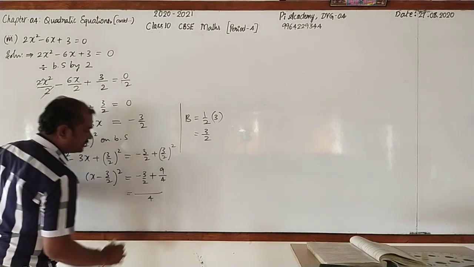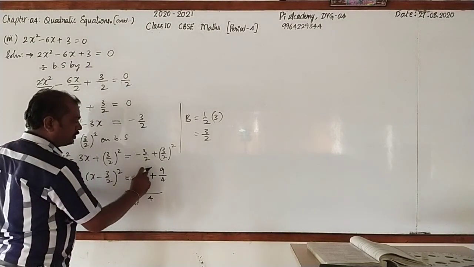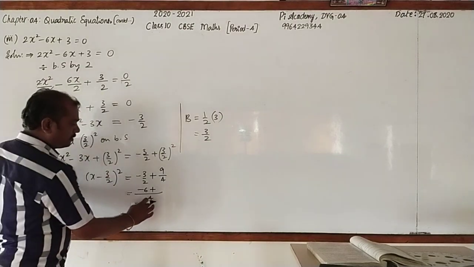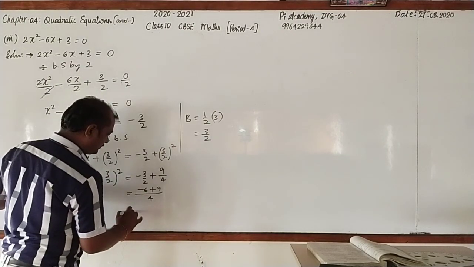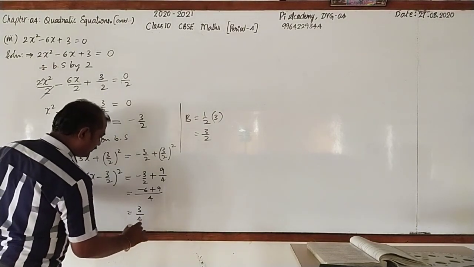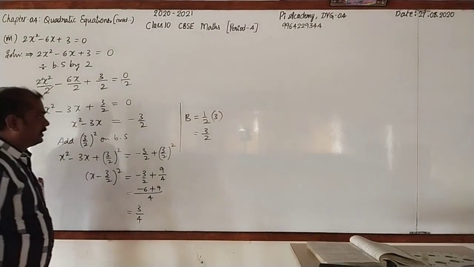LCM is 4. Multiply: 2 ones are 2, 2 twos are 4, 2 threes are 6, so −6 plus 9, with the 4 and 4 cancelling. Minus 6 plus 9 is 3, so 3/4. Clear?